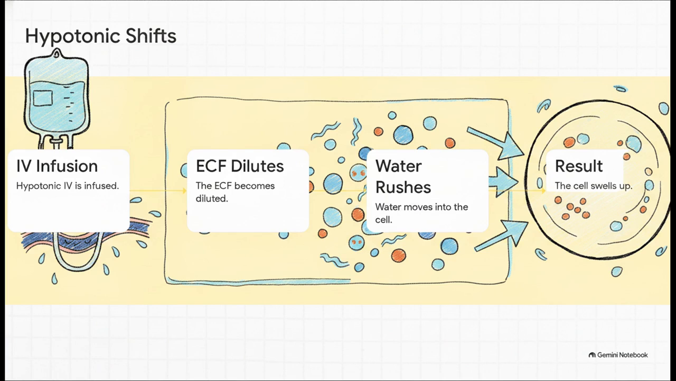Following the physiological steps here, say we infuse a hypotonic IV, like 0.45% NaCl, which you'll often hear called half-normal saline. As soon as it goes in, the extracellular fluid gets very diluted. Now, suddenly, the inside of the cell has the higher concentration of sodium, and remember what we said? Water always follows sodium, so the water rushes out of the bloodstream and floods into that highly concentrated cell, causing it to swell right up.